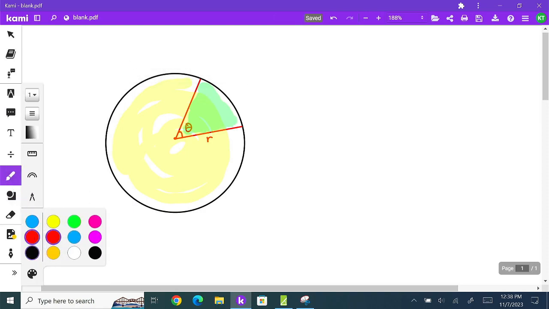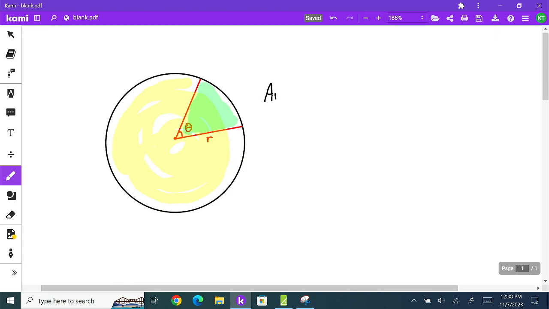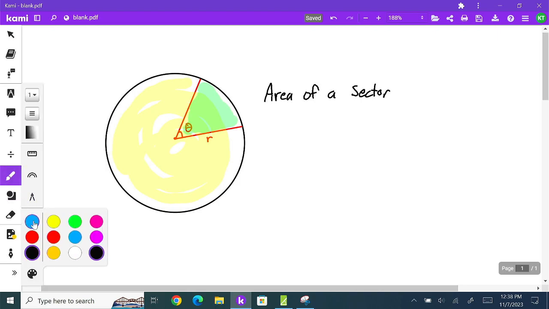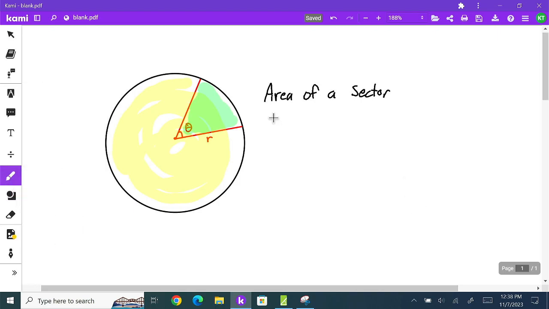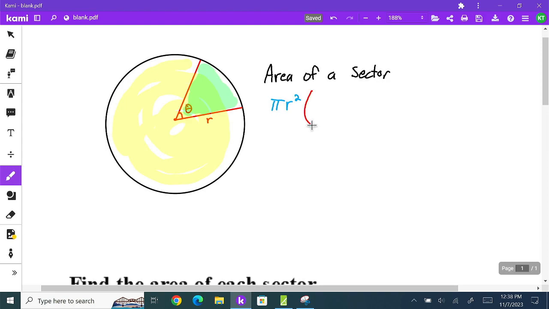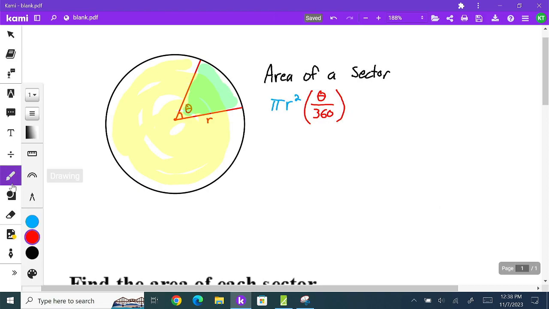So we'll start again with area of a sector, and area of a sector starts with the area of a circle. Area of a circle is pi r squared, and we're going to be multiplying it by the ratio of our theta divided by our whole circle, so 360 degrees. That would be the shaded area, the green shaded area here.